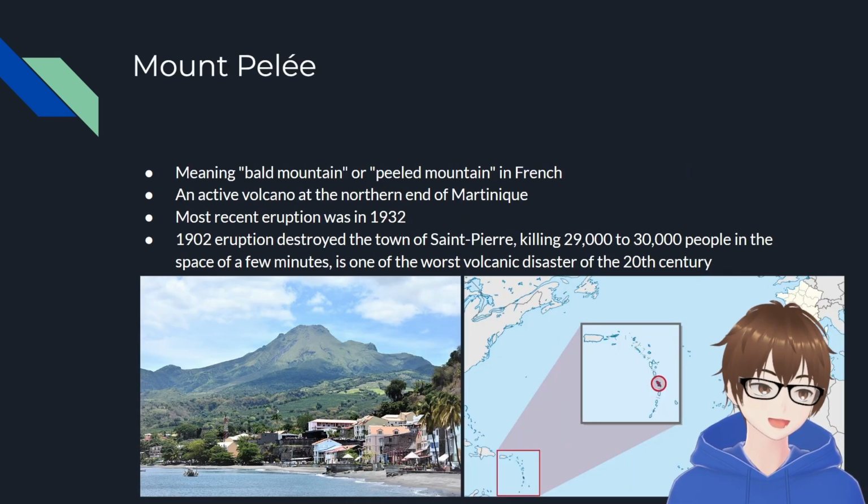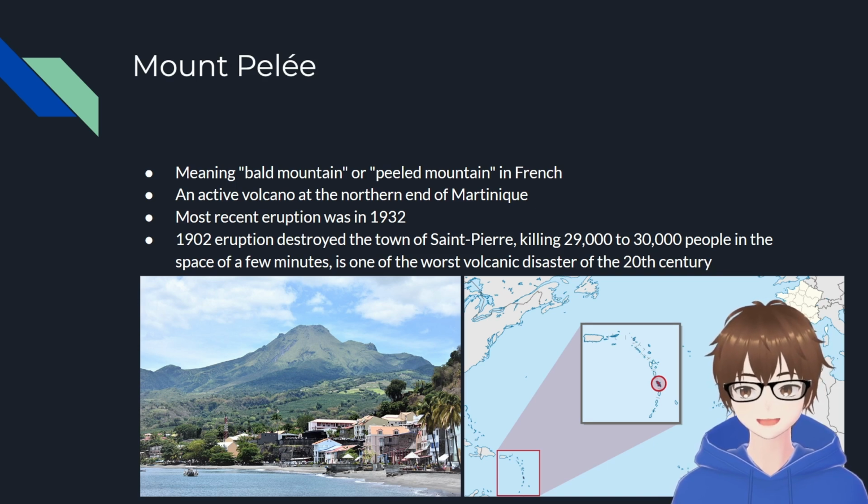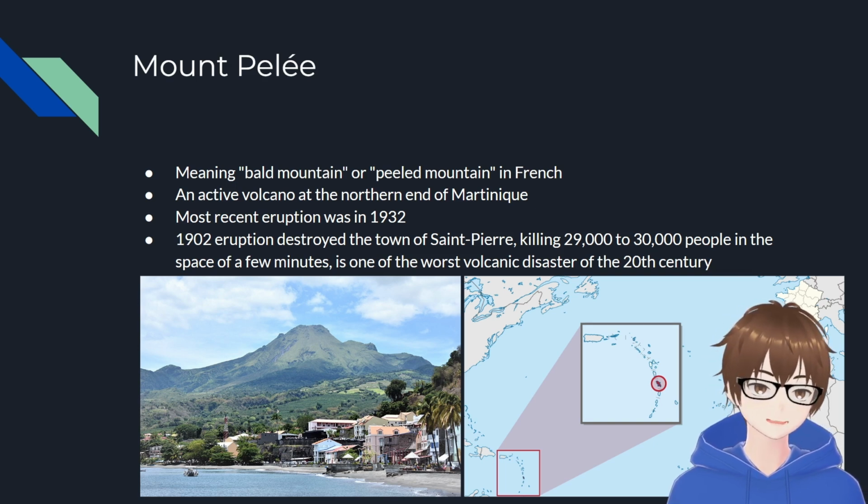Then we have Mount Pele, meaning the bald mountain or peeled mountain in French. It is an active volcano at the northern end of Martinique. The most recent eruption for this was in 1932. And then in 1902, an eruption destroyed the town of Saint Pierre, killing 29,000 to 30,000 people in the space of a few minutes, and is one of the worst volcanic disasters of the 20th century.